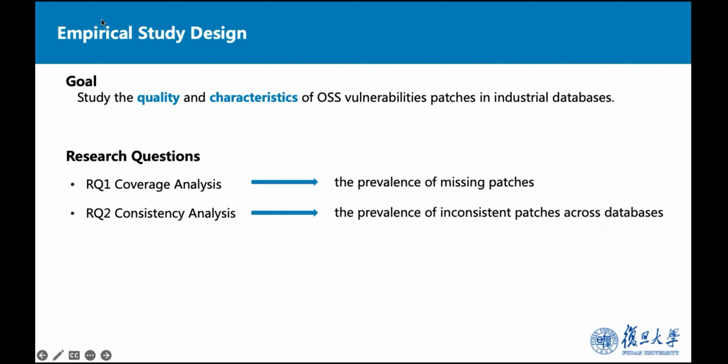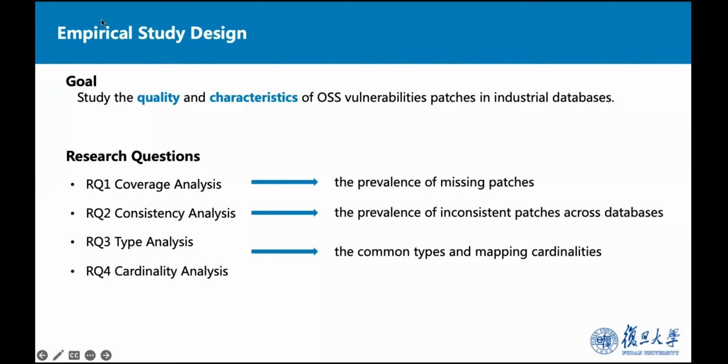And the second is consistency analysis. This is to quantify the prevalence of inconsistent patches across the 2 industrial databases. The type analysis and the cardinality analysis are to capture the common types and mapping cardinalities of patches. The accuracy analysis is to assess the accuracy of patches in the 2 industrial databases.